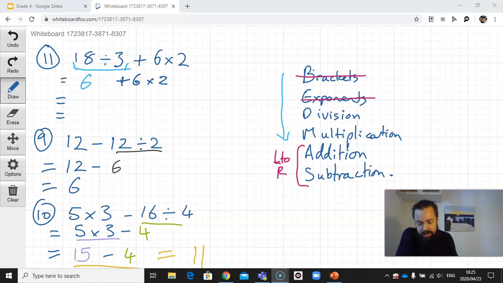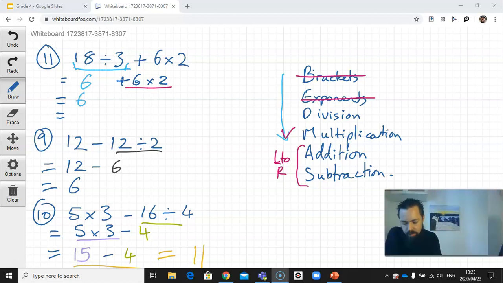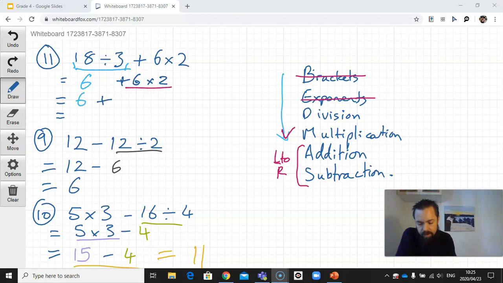I now check what I have next. I have plus and times. So multiplication comes first. That's what I'm going to do next. My 6 is going to stay the same. My plus is going to stay the same. And then I'm going to do the answer to 6 times 2, which is 12. I've only got one step left. That's the one I'm going to do. 6 plus 12 is 18.